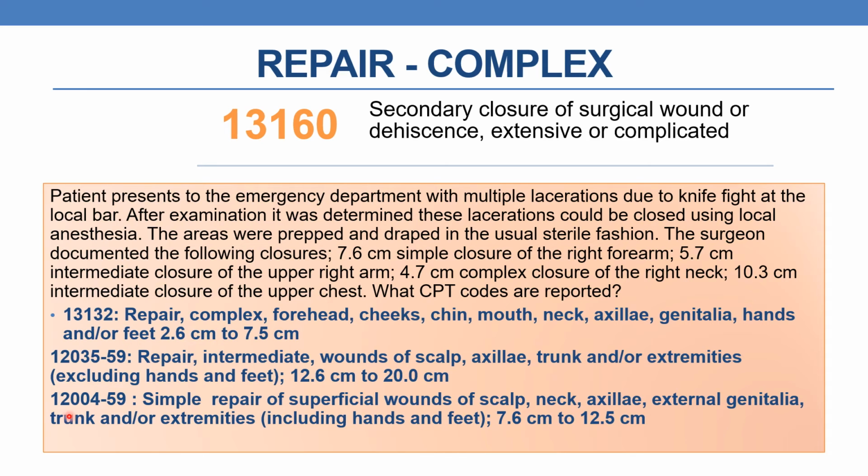The next is simple closure. What is the length of simple closure? 7.6 centimeters simple closure of right forearm. So the appropriate CPT is 12004 along with 59 modifier. Simple closure of superficial wound of scalp, neck, axilla, external genitalia, trunk and extremities. Upper forearm comes under extremities. Here including hands and feet. The length is 7.6 centimeters to 12.5 centimeters. Our length of repair is 7.6 centimeters. So the appropriate code is 12004 along with 59 modifier.